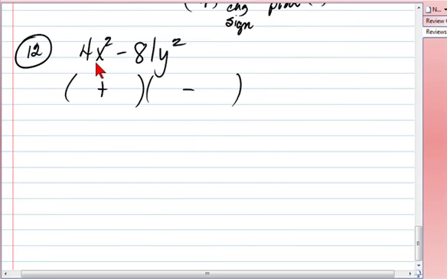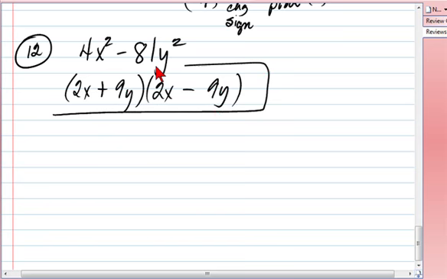What's the square root of 4x squared? 2x. And what's the square root of 81y squared? 9y. And those are the factors. Check it with FOIL. The difference of squares, the sum and difference of cubes, require some memorization. Not trying and erroring, just memorization.